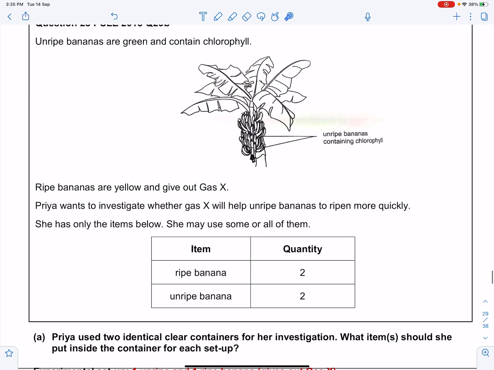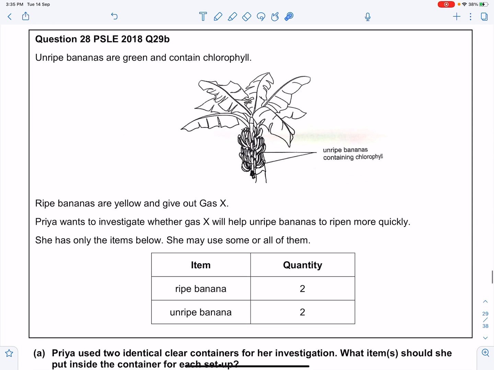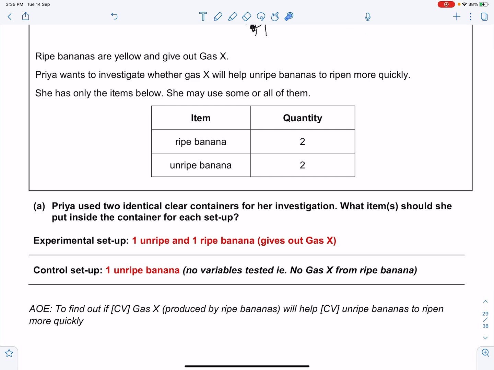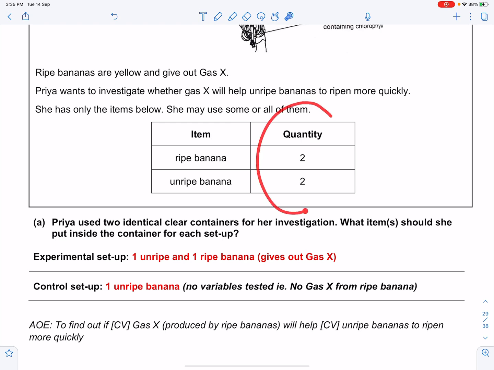There's the unripened and ripened banana. Okay, the one that I was talking about. There you go. Okay? So, I did talk about it already. This one, I just want to stress one more time. You cannot exceed whatever amount they give you. So, in this case, 2 and 2. Okay, for both control and experimental setup, the maximum number you have is 2. Okay, so you cannot times 2. You cannot say experimental setup 2 unripe banana, then control setup 2 unripe banana again. No, cannot. Okay?